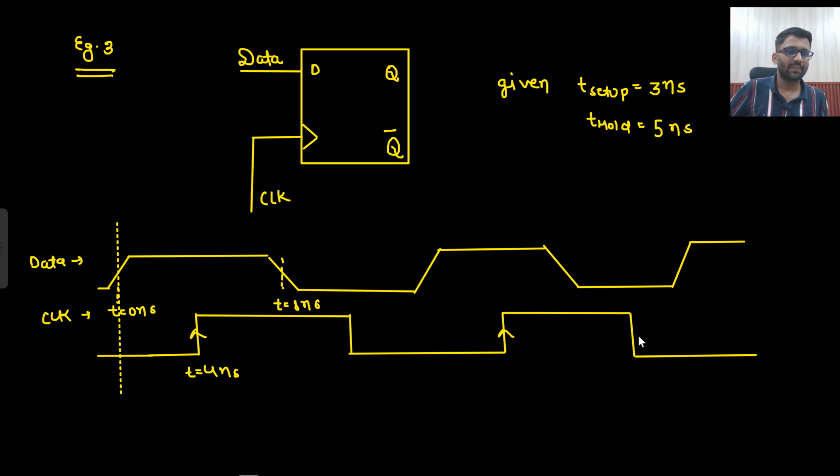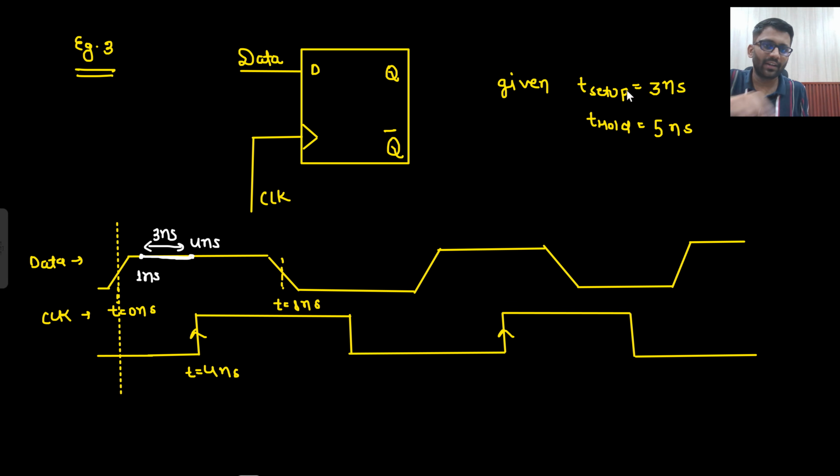Now solve this example on your own and tell me which kind of violation will be there: setup violation or hold violation? Because this clock arriving at 4 nanosecond will look back for 3 nanosecond. That means it will reach 1 nanosecond only. At 1 nanosecond, it is constant. It is always constant.